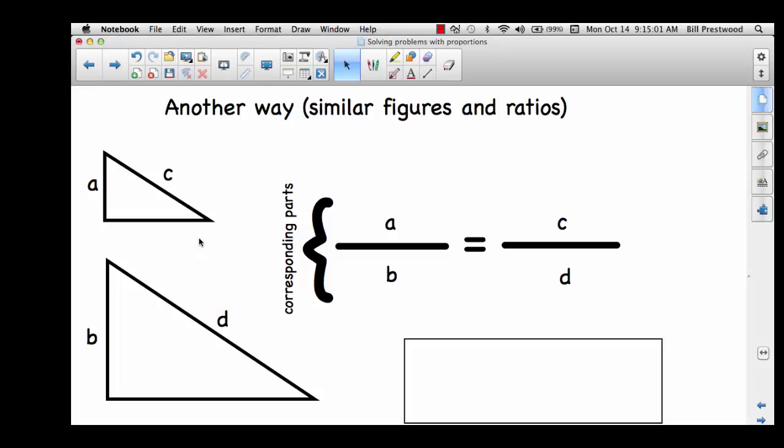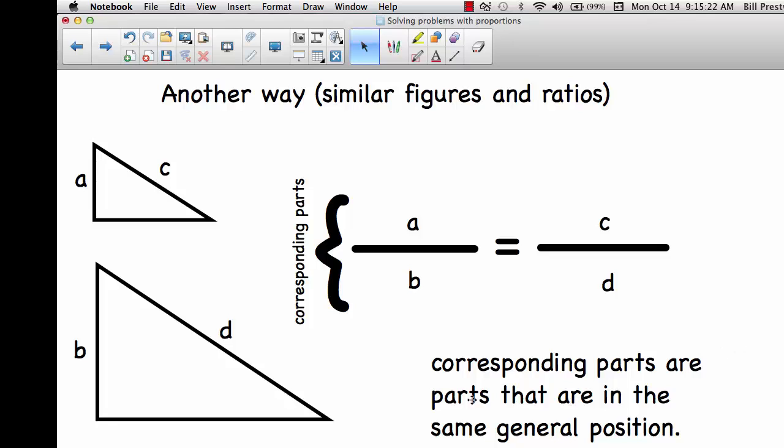Another way is with similar figures, where we take corresponding parts, A and B, and set them up as a ratio, and C and D, and set them up as the other ratio. Remember that corresponding parts are parts that are in the same general position.